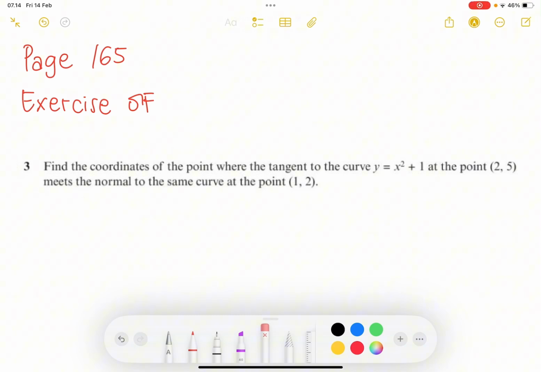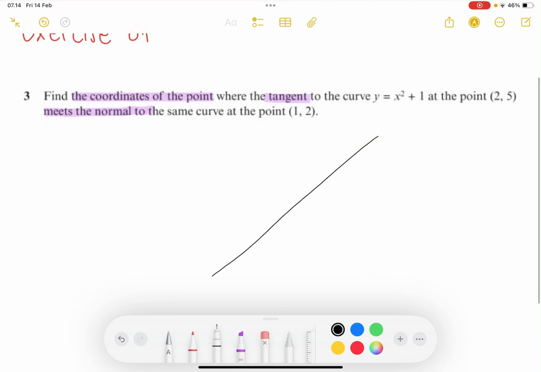So what should we find based on this question? We're going to find the coordinates of the point where the tangent meets the normal. Okay, you understand? So there is a tangent, touching the curve. Next, there is another line which we call the normal, because it is a perpendicular line. This is what we are going to find: the intersection point between them.